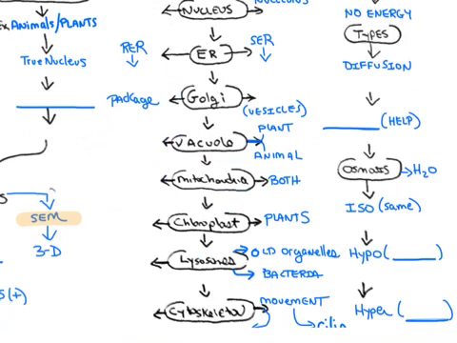Other structures or organelles: the endoplasmic reticulum is a series of tubes that allow certain particles to be transported throughout the cell. Particles that go through the rough ER, that is where proteins are modified.